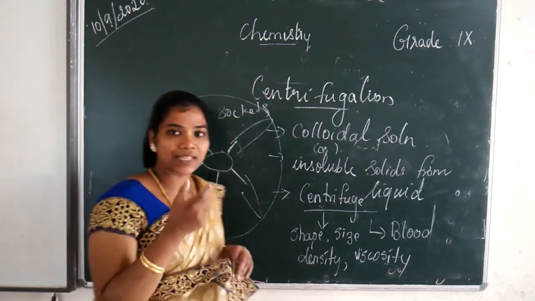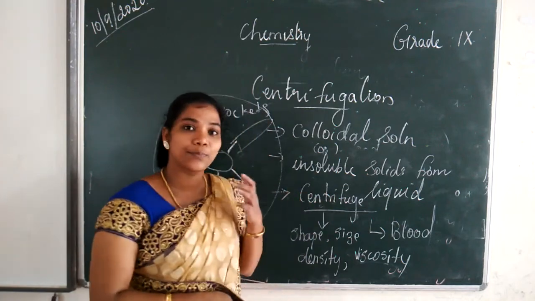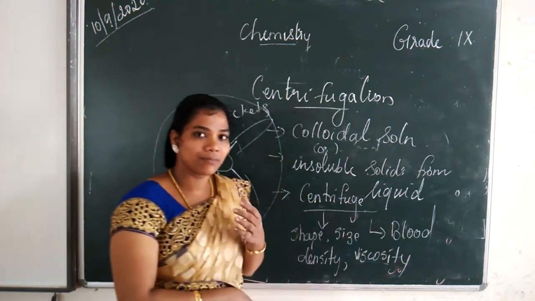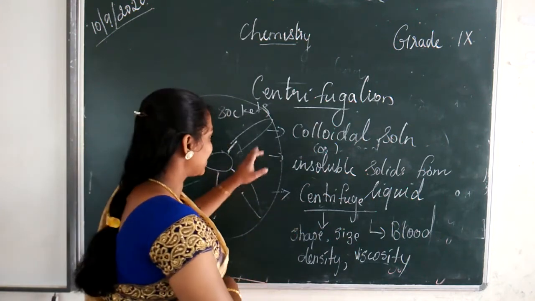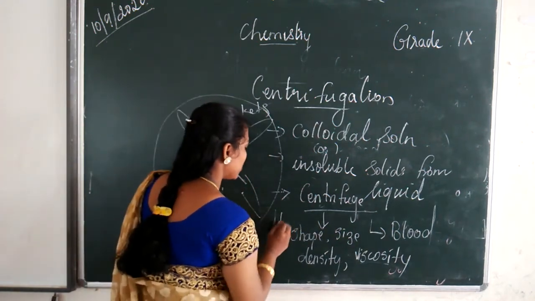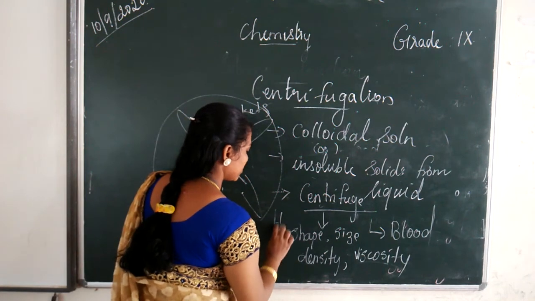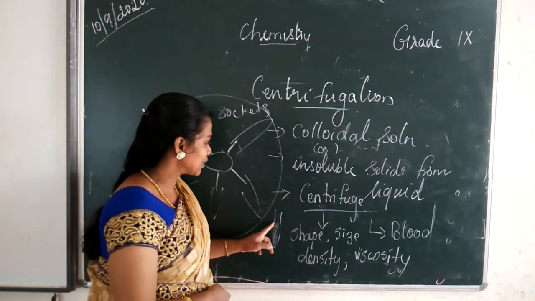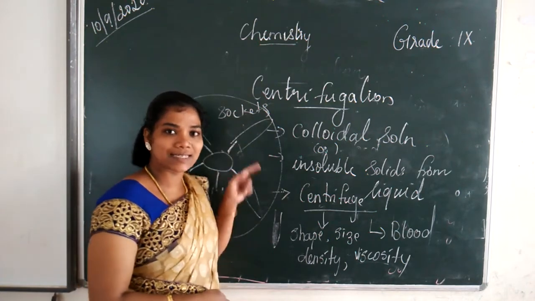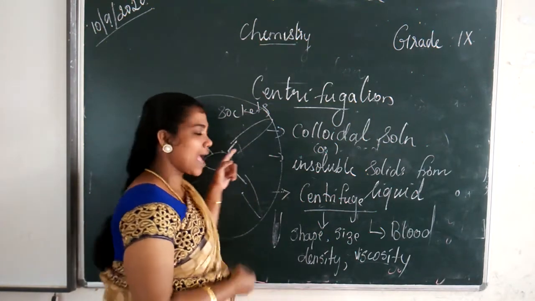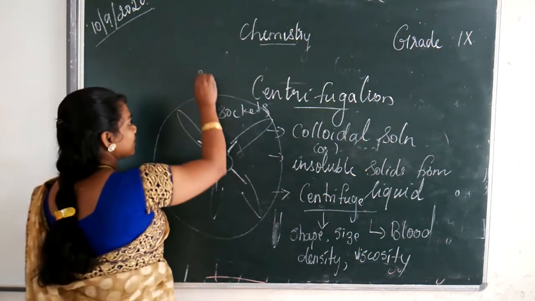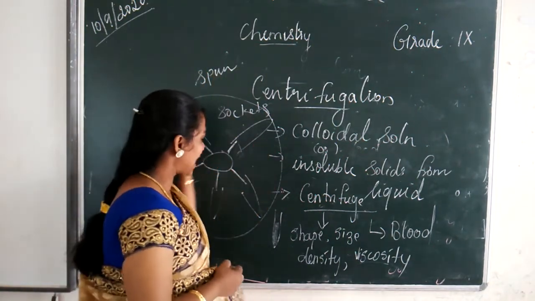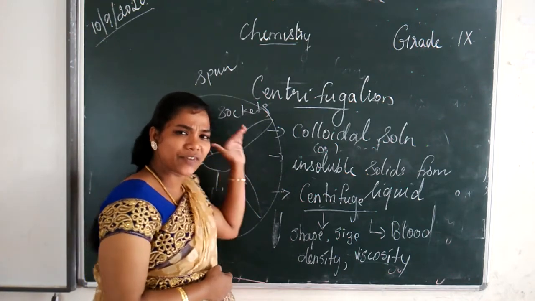Inside the sockets, they will keep the sample. For example, if you want to separate insoluble solids from blood, if you are giving a blood sample, they will take the blood and keep it inside a test tube. This test tube is inserted inside the socket and then it will spin. They will subject it to spin. Spinning will happen. It will rotate at very high speed.